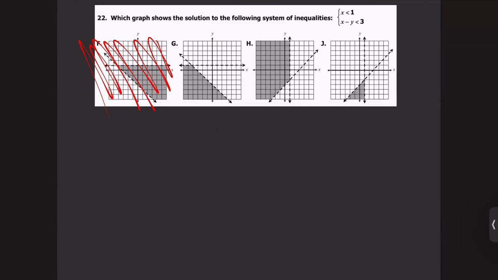Okay, so let's see what's happening here. If we were to solve here for y, you'd get -y is less than -x plus 3. So y is everything greater than x minus 3. So 1 minus 3 is going to be -2. And it's everything greater than that, which would be this whole shaded area. Therefore, your answer is H.